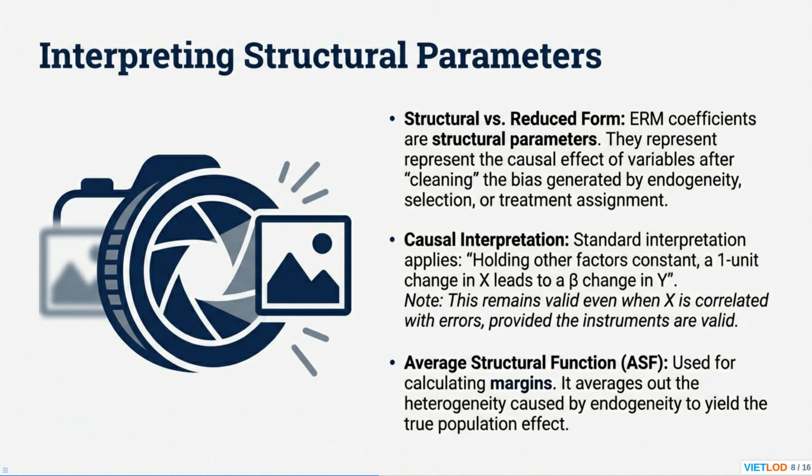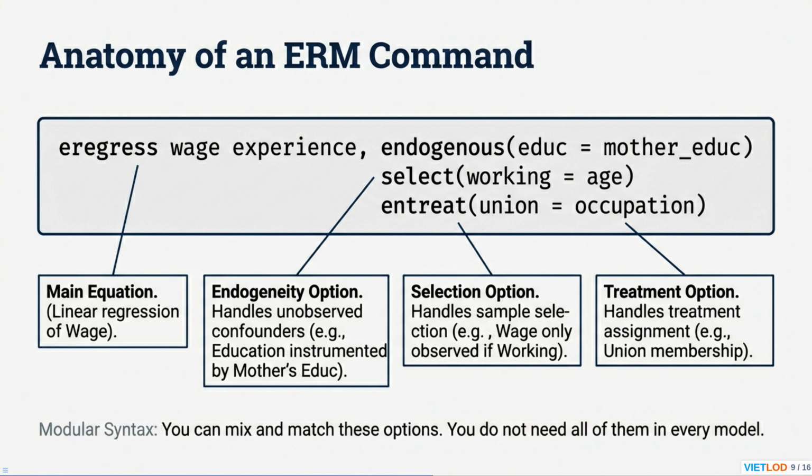Holding other factors constant, a 1-unit change in X leads to a beta change in Y. What's powerful here is that this interpretation remains valid even when X is correlated with errors, assuming your instruments are valid. To calculate margins and find the true population effect, we use the average structural function, or ASF. The ASF effectively averages out the heterogeneity caused by endogeneity, allowing us to see the average effect across the entire population.